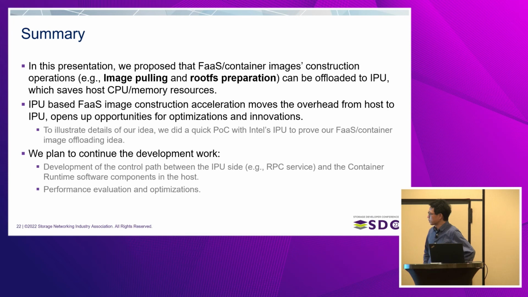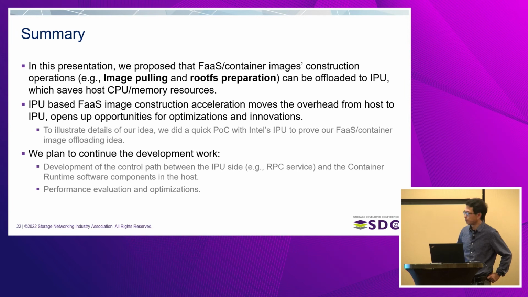But as I mentioned, it's more like a proposal. There's still a lot of work to do. So Ziye Yang and the team are working on the software development to build that control path, basically the image management client service to IPU image management service communication. So that's the control path we need to develop. And then we need to do a lot of performance evaluation and optimization as well. So that's pretty much what I have.